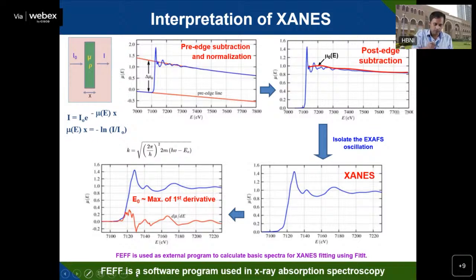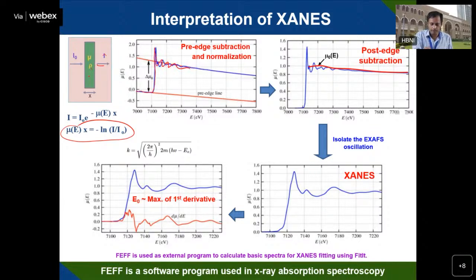Once absorption occurs on a material, you will get an intensity I, where I0 is the initial intensity and I is the intensity after absorption. So that is the equation, and mu(E) you can express in terms of lambda like this. Here you can see the absorption spectrum that you are getting.